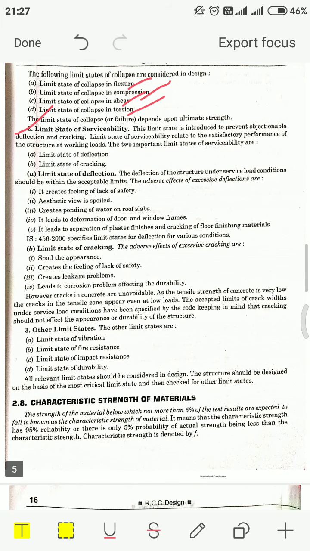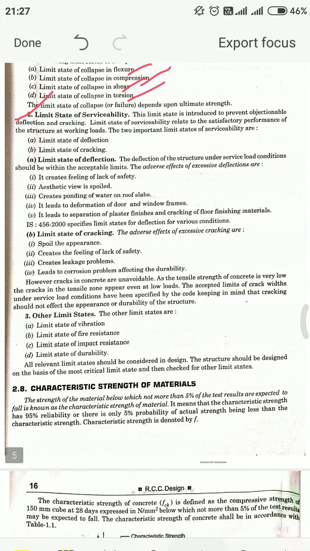And the third one is other limit states, which are limit state of vibration, limit state of fire resistance, limit state of impact resistance, and limit state of durability.